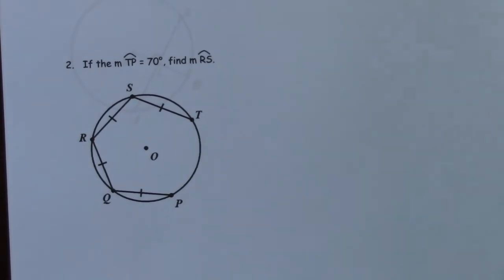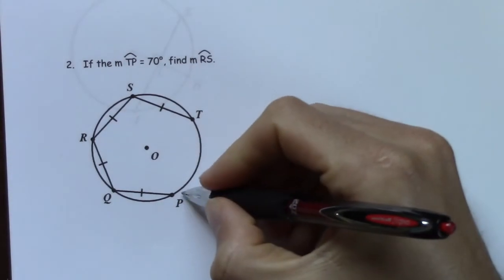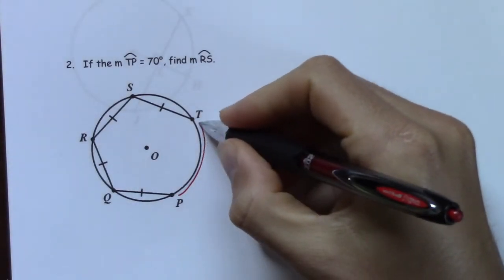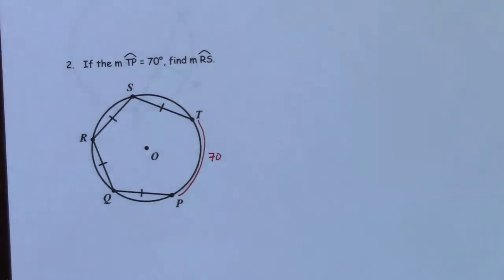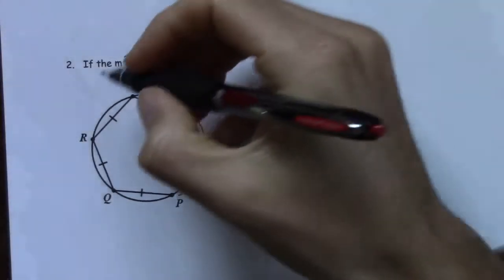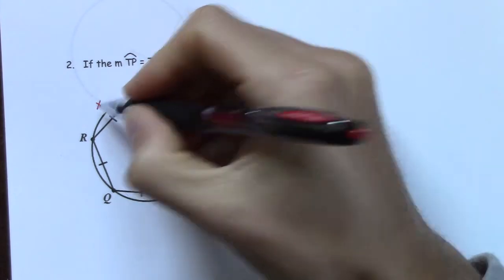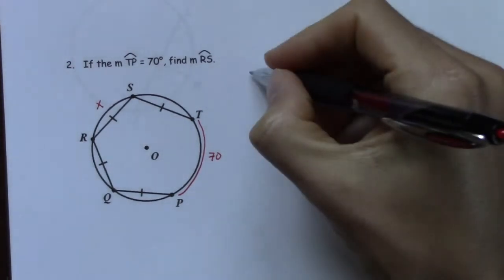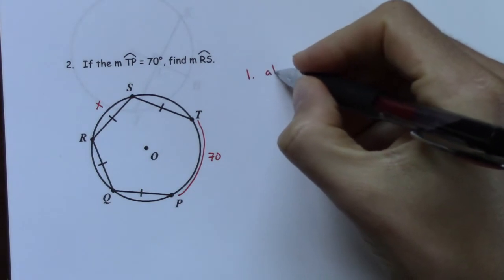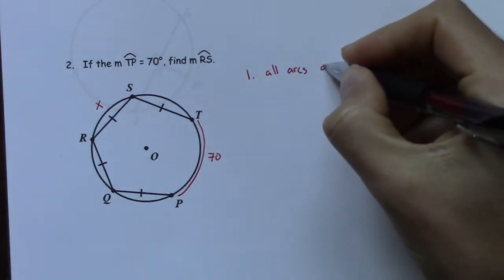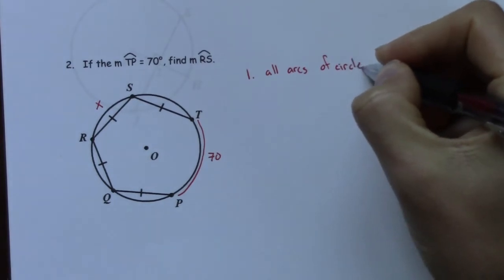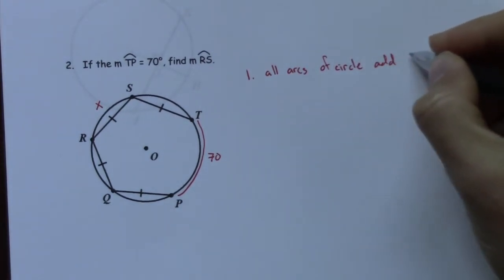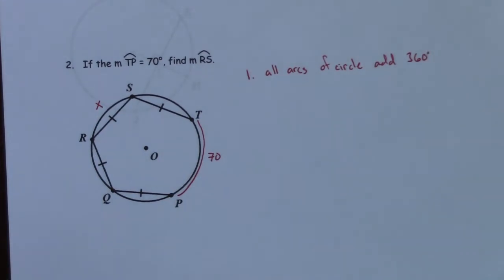Going on to number 2, we are told that TP is 70 degrees, and that is for the arc, so I'm going to mark that right there. And then we are asked to find RS, which we don't know, which I could just call X. There's two main ways to look at this one, but they basically use two ideas. One idea says that all arcs of a circle must add up to how many degrees, and hopefully you just said 360 degrees.